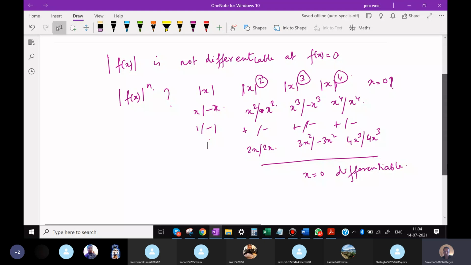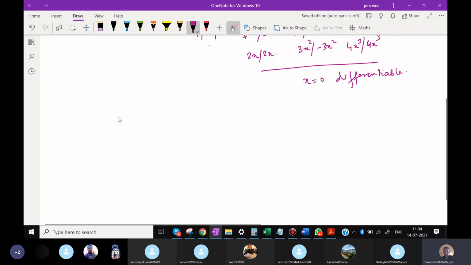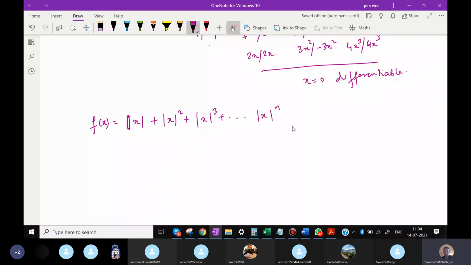So that means if you are given a function of the form mod x plus mod x square plus mod x cube all the way up to mod x to the power n, and you are asked whether this function is differentiable at all points, then the answer is this function is not differentiable at x equal to 0 because of the first one. This is not differentiable at x equal to 0.